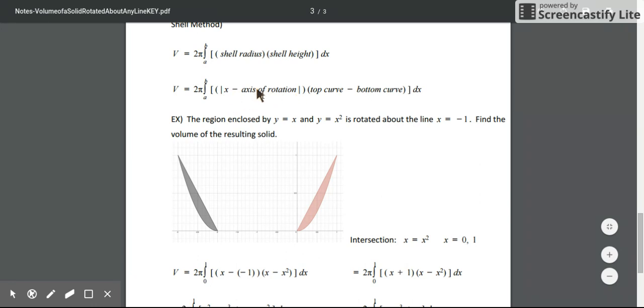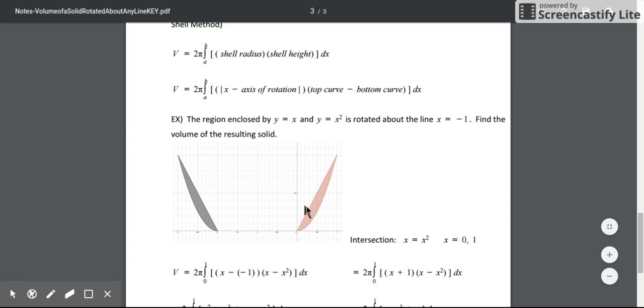And then it doesn't matter which order you subtract. We want to find the distance between these 2 points, the x value minus our axis of rotation, or we could do our axis of rotation minus our x value, but that gets a little bit trickier. Always try and get a positive value. Always set it up to get a positive value there for our shell radius. We want that distance to be positive, and then it makes it much easier. So we're going to do x minus our axis of rotation, so x minus -1.